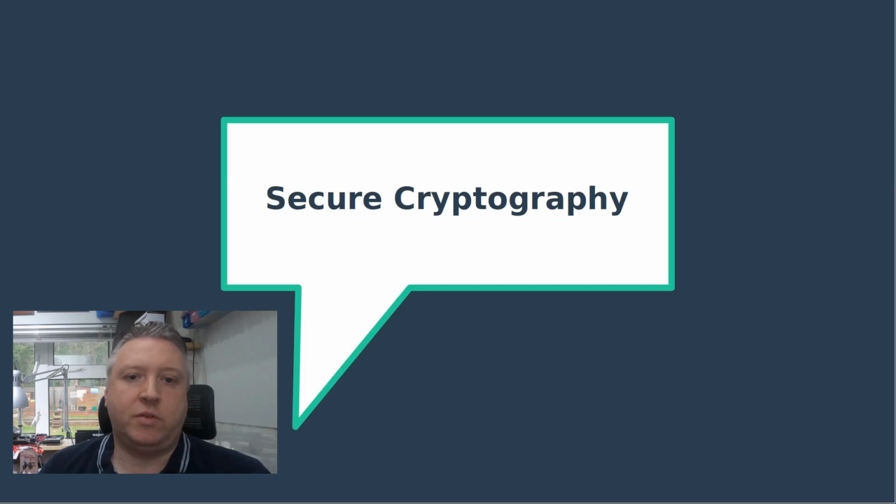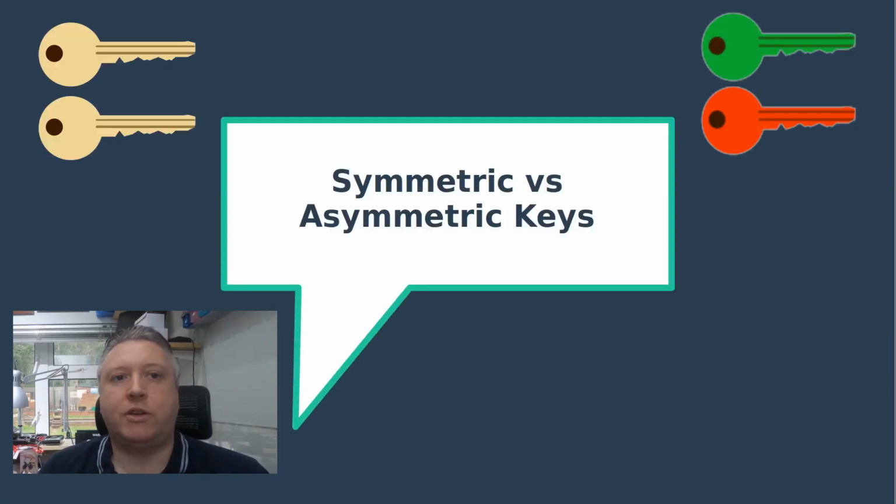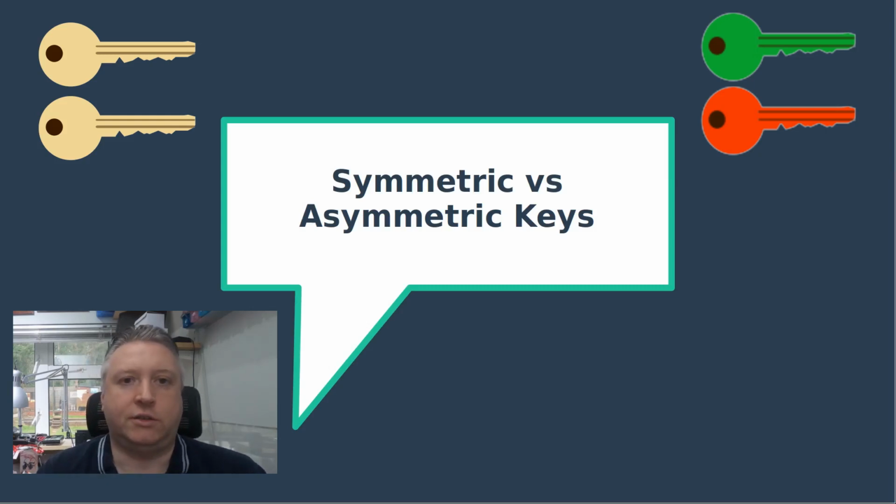I'll be looking at some of the different algorithms in a future video, but in this video I'll be looking at keys. The keys are a very important part of encryption. You could say they are key to keeping the data secure. No pun intended. Cryptographic keys can be either symmetric or asymmetric, with pros and cons to each.